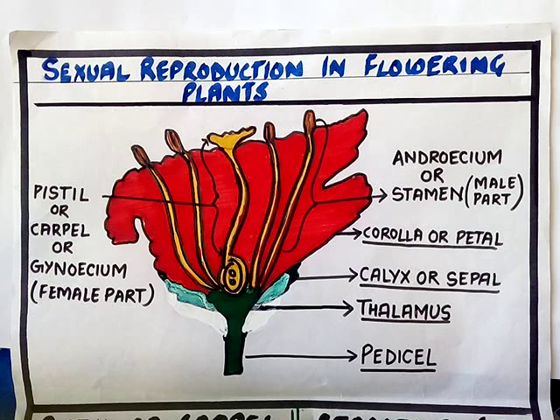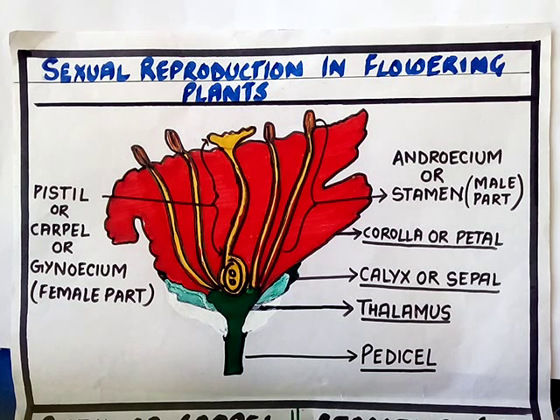Today we will study sexual reproduction in flowering plants. As you all know, the flower is the part of a plant in which reproduction takes place. It is the most attractive and colorful part of the plant. It is the reproductive part of a flowering plant. It may be defined as a modified shoot in which nodes and internodes are highly condensed.